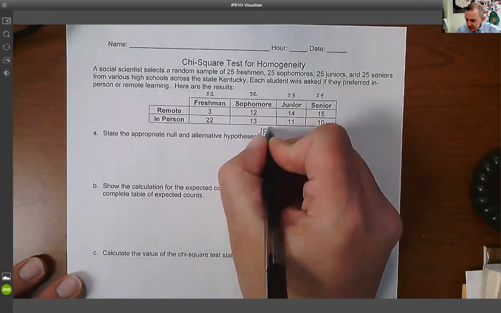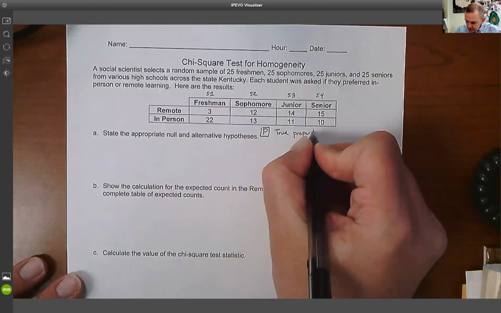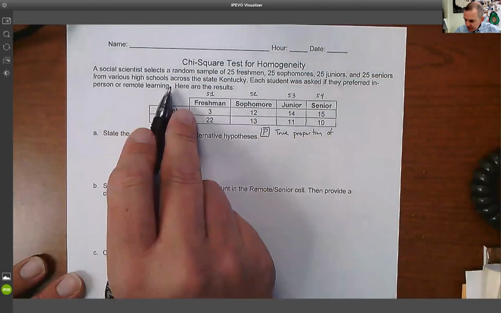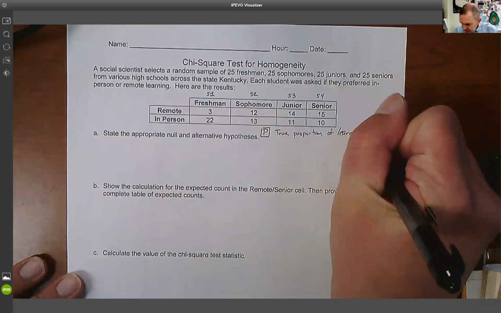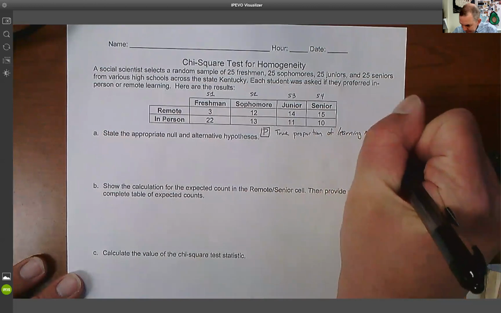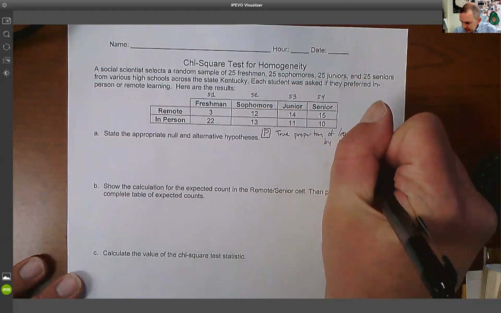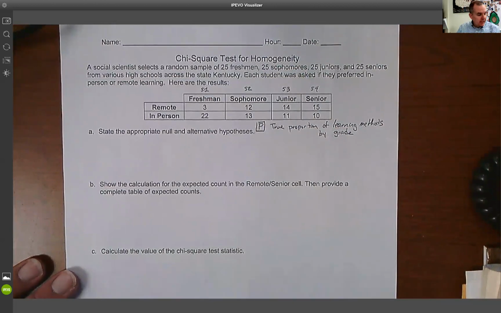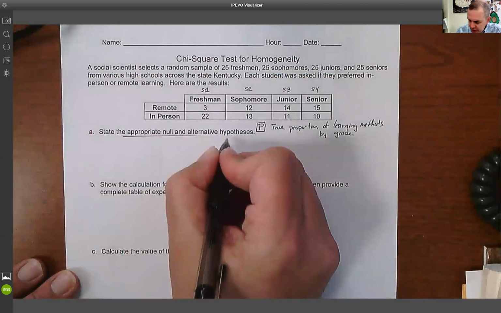So let me show you the phantom. P is going to be the true proportion of learning types or learning methods by grade. So we were trying to figure out the true proportional learning methods by grade. So that's our P. The next thing we're going to do is we're going to have our hypotheses. That's our null and alternative.